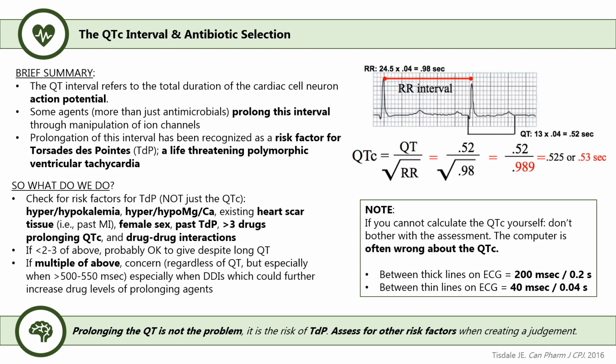Remember to check for yourself the ECG and QTC, since the computer is very frequently inaccurate about the QTC interval. Small squares are 0.04 seconds and the QTC is equal to the QT interval divided by the square root of the RR interval. An excellent review of this clinical problem was done by Tisdale et al. in 2016. I've shown the reference in the bottom right there.